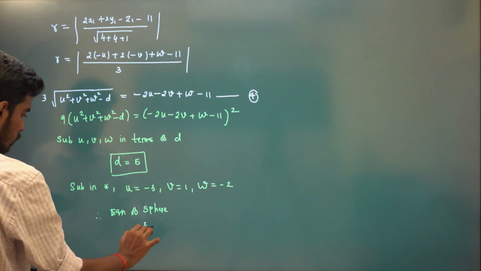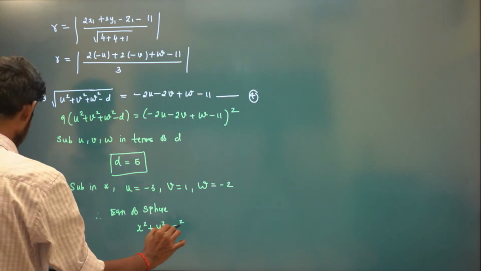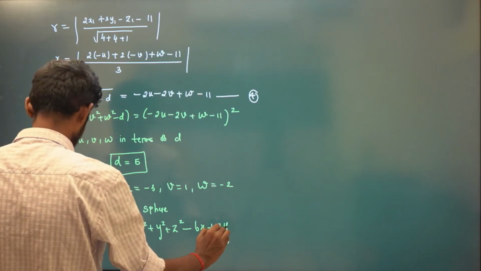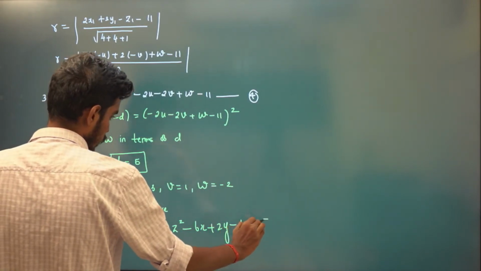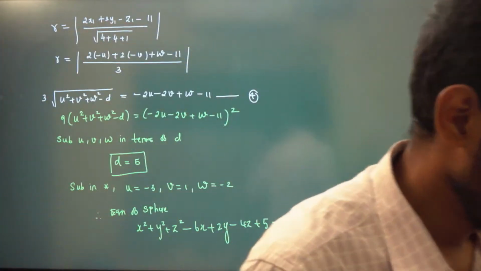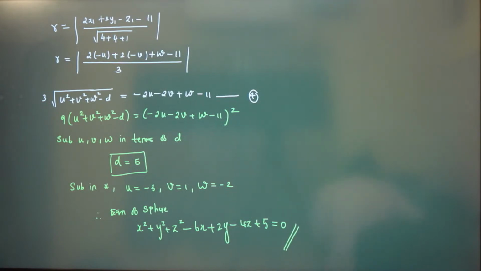x square plus y square plus z square minus 6x plus 2y minus 4z plus 5 is equal to 0. This is the equation of the sphere that has to pass through these 3 points and also touch the plane, right? This involves some lengthy calculation, but you have to practice. In the exam, if this question comes, just remember the value of d. d is 5. You can find u, v, w.